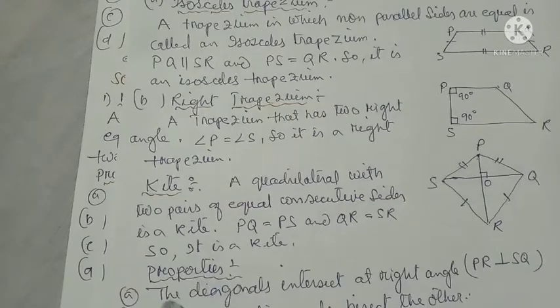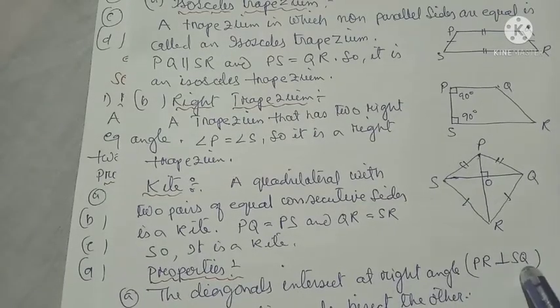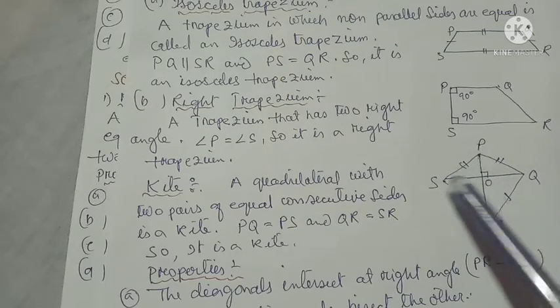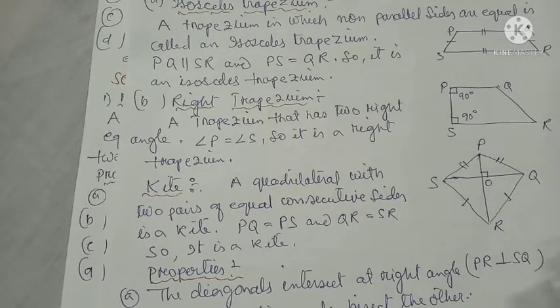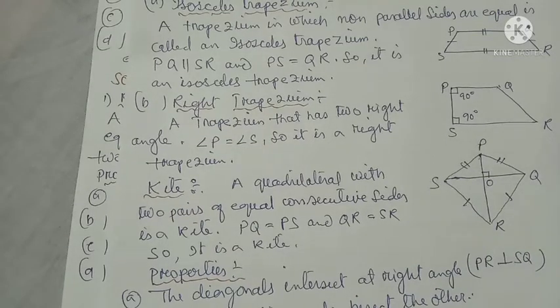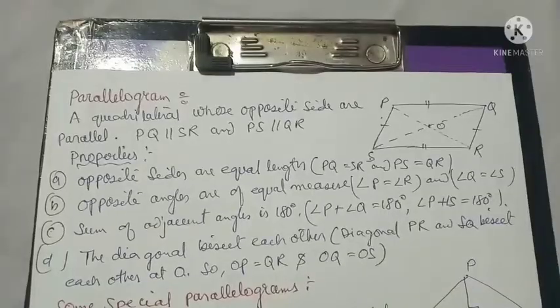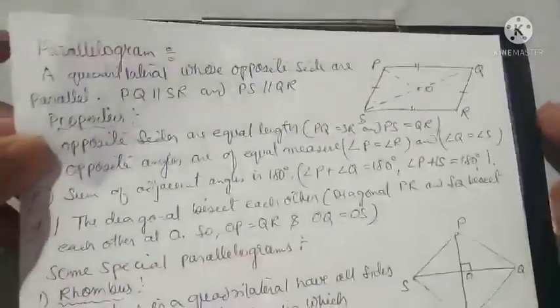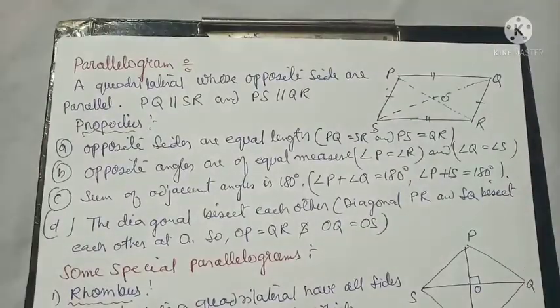The properties of a kite: the diagonals bisect each other at a right angle, that is PR is perpendicular to SQ, and one of the diagonals bisects the other, meaning when we draw the diagonals, one diagonal bisects the other at O. Okay. Next we have discussed trapezium and kite, and the last one is parallelogram.